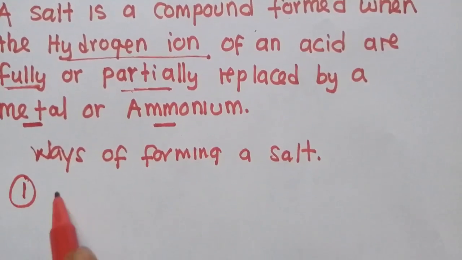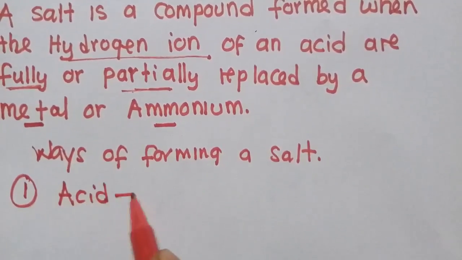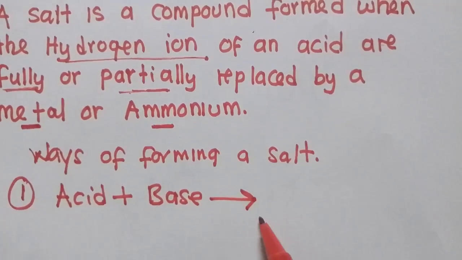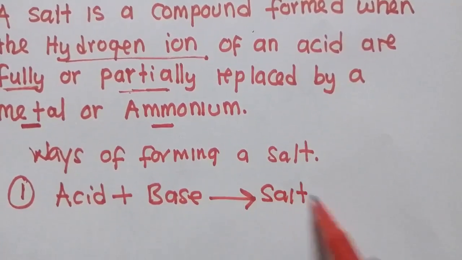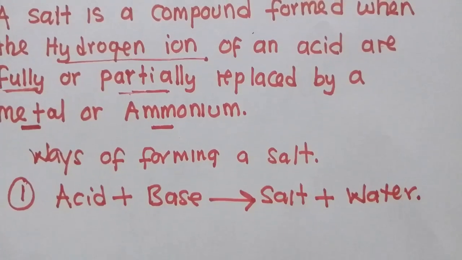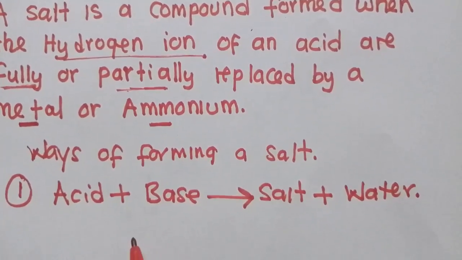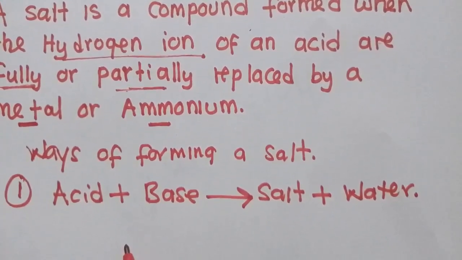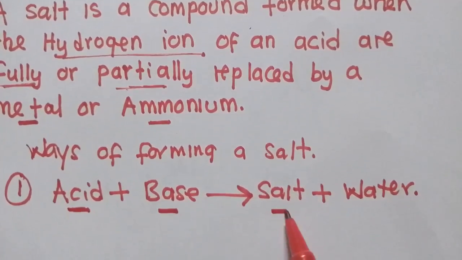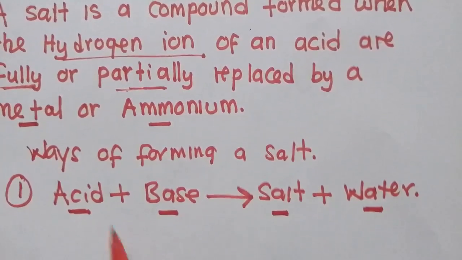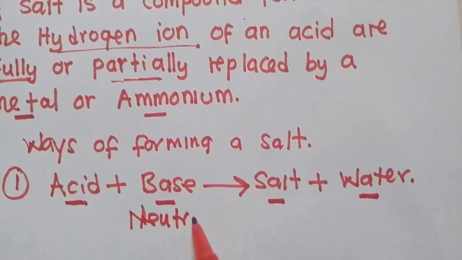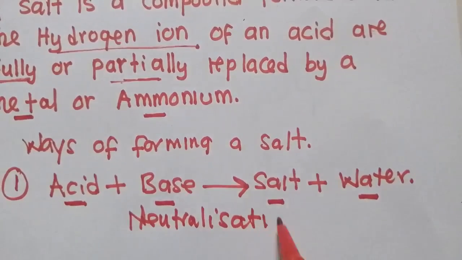The first one is where you react an acid plus a base. So when we react an acid plus a base, what are we getting here? We are getting a salt plus water. This is what you need to understand. So this is one way in which a salt can be formed. When you react an acid and a base, you are going to form a salt and water. And this type of reaction is called a neutralization reaction.